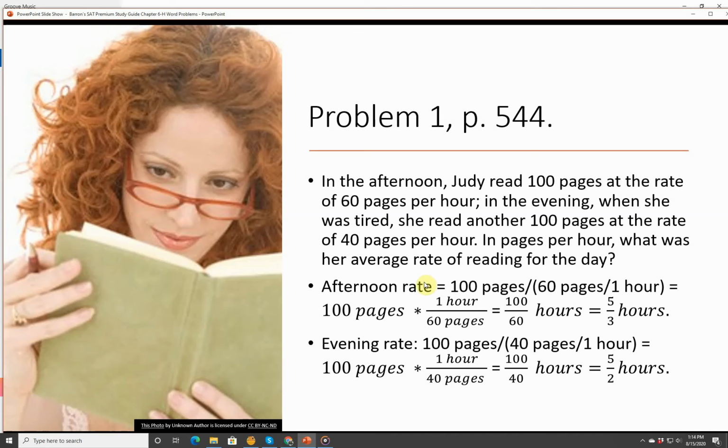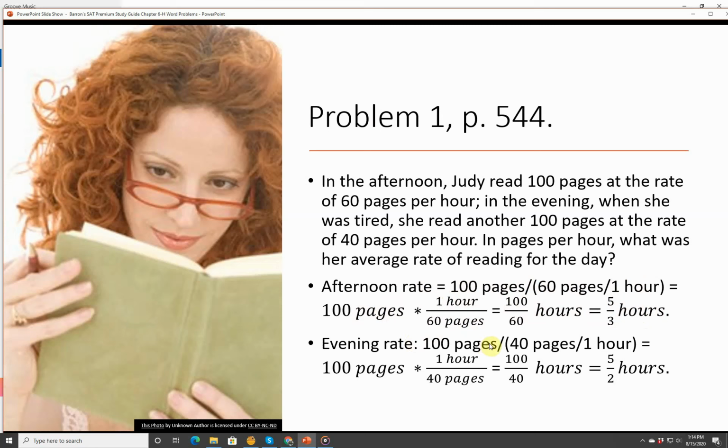So we know the afternoon time would have been 100 pages divided by 60 pages per hour. So we can see pages cancels out, so we get 100 over 60 hours, which is 5/3 of an hour. I don't care whether you say it's 5/3 hour or 5/3 hours.